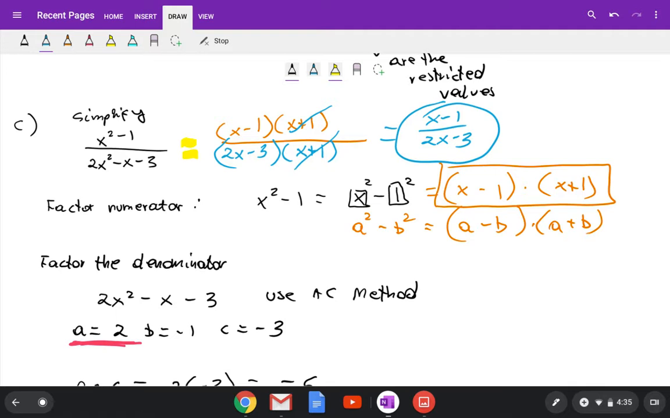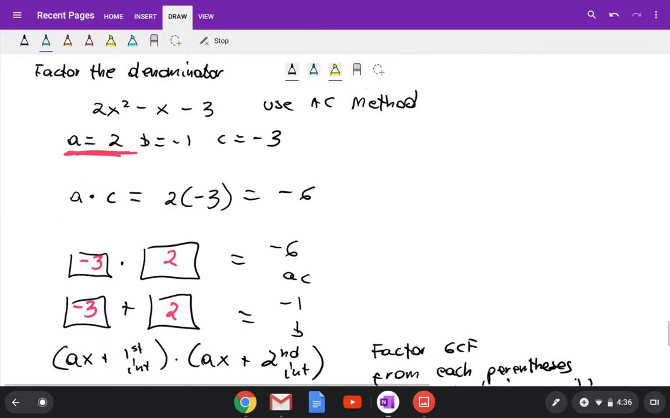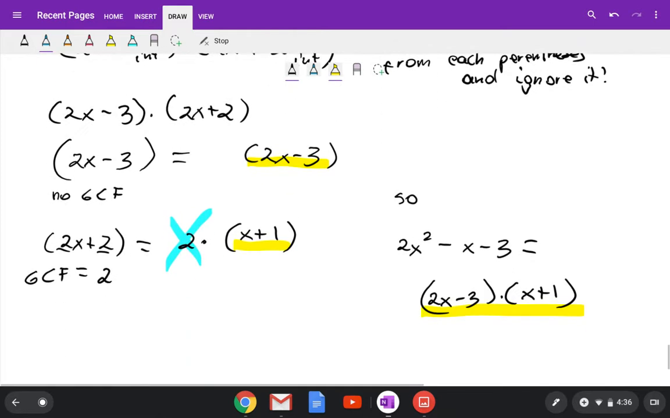So I'm going to skip it for now, finding restricted values. How you're going to do it? You're going to take your original denominator, which is the same as 2x minus 3 times x plus 1, make that equal 0, and solve two equations. Okay.